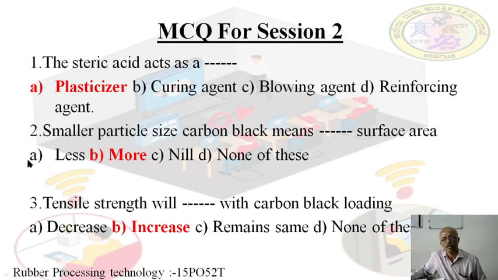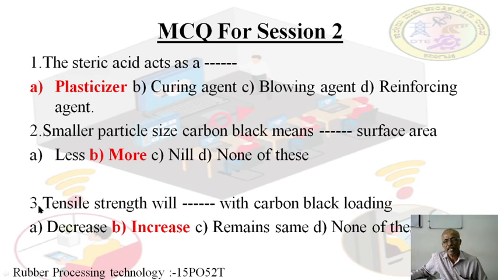Next, smaller particle size carbon black means dash surface area. Option A less, B more, C nil, D none of these. So the answer is B, more.